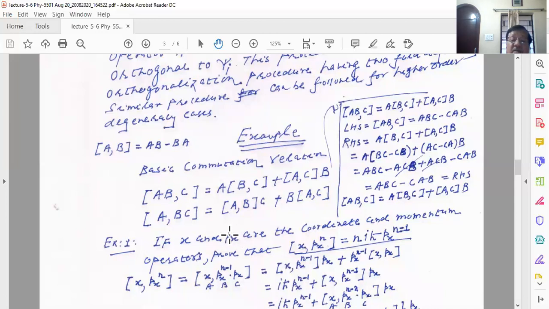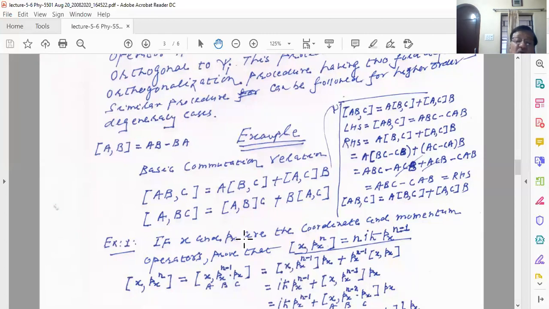This is the operator for a dynamical variable. So for every dynamical variable we have an operator in quantum mechanics. For position we have x, and for momentum we have px. Px in one dimension we can write as minus i h cross d by dx, if you remember.